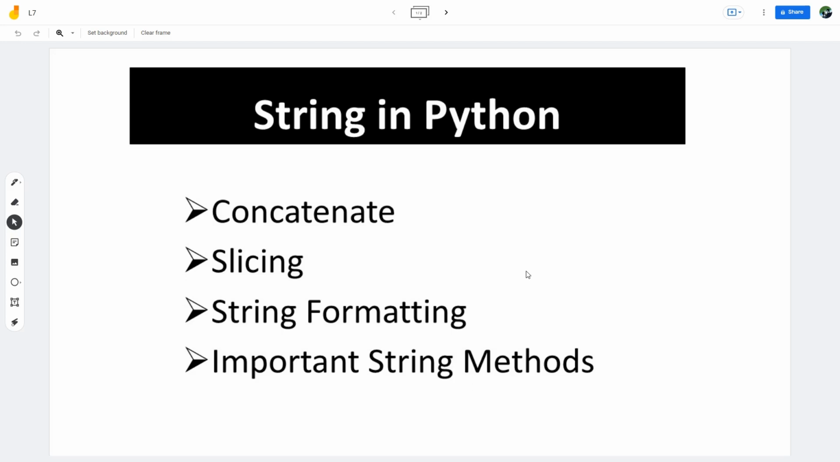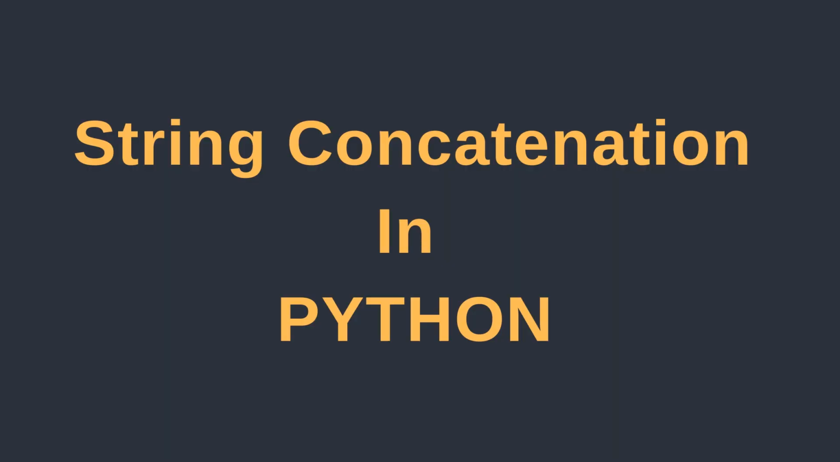Hi everyone. In the last video we covered loops and loop control statements, where we saw while loops, for loops, nested loops, along with the break statement, continue statement and pass statement. Now in this video we are going to cover strings in Python. We will see how to concatenate two strings, how to do slicing on strings, string formatting and some important string methods. So without further delay, let's get into this.